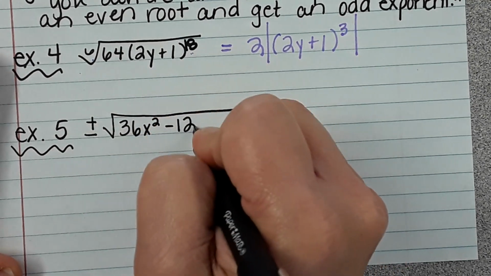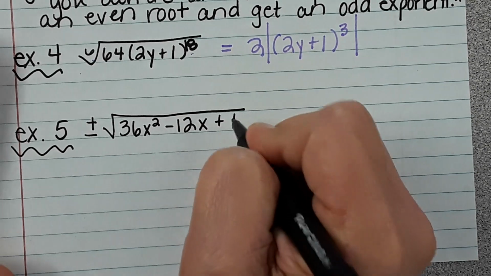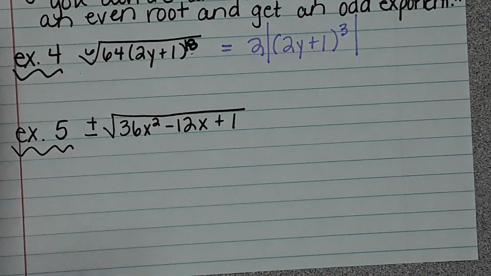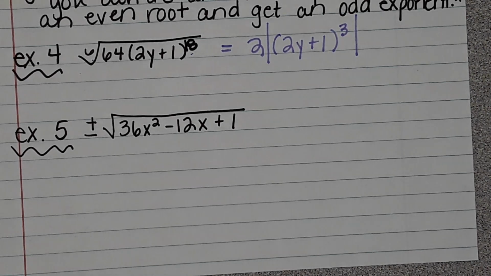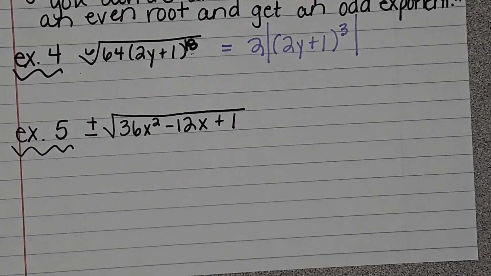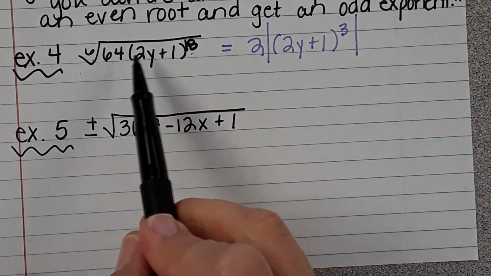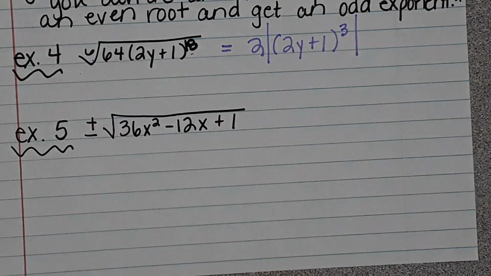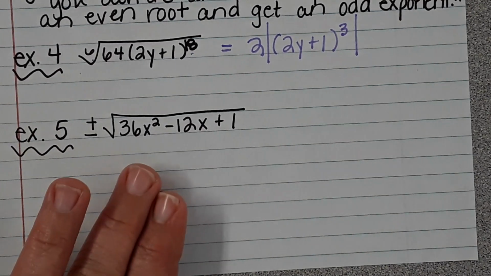When you have a problem that looks like this, I have a lot of kids that try to take the square root of each term, or they try to do a tree. But because it's all being either added or subtracted, you can't do it individually. The only time you can do it individually is when they're separated by multiplication. And in example 4, 64 times 2y plus 1, that's why this worked. This one does not work.